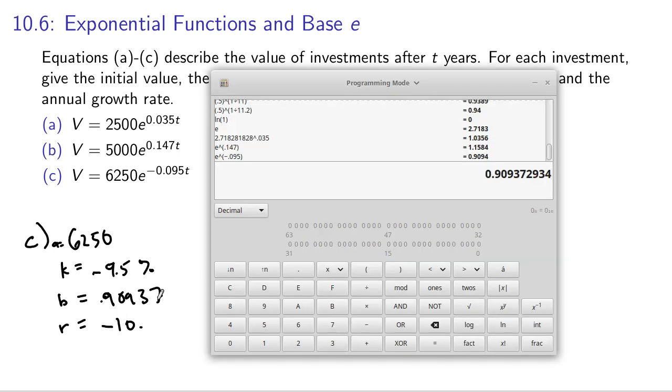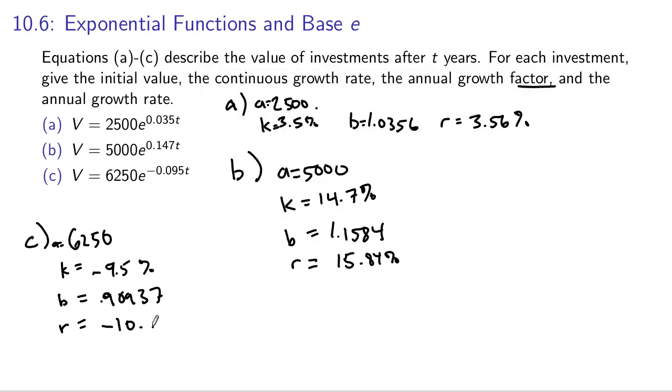Let's do it with the calculator. Sorry, negative 9.063%. Again, similar to the continuous rate, but not the same.